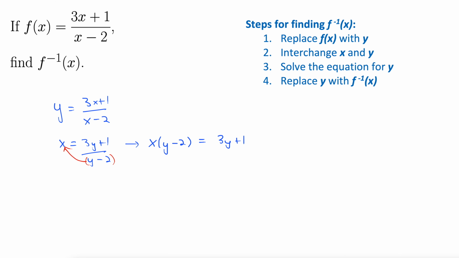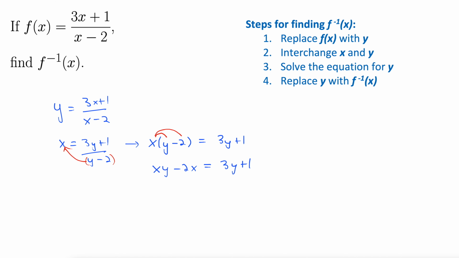Okay, and this is where people make mistakes. There's one crucial step right here. Here it is. We have to distribute this x through. Right, it's very easy to miss that step, and it's not entirely intuitive that that's what we need to do here. But all these problems of this form work the same way. You need to distribute that x right at that crucial step. That gives us xy minus 2x equals 3y plus 1.